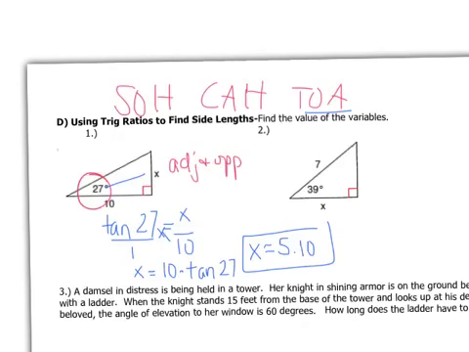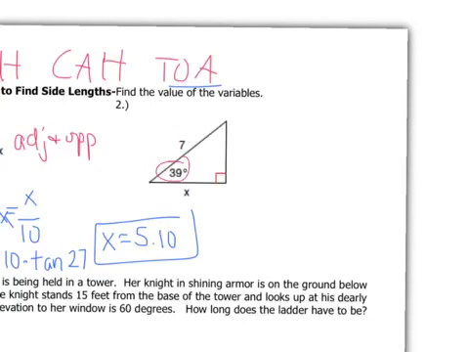All right, let's do the next example together. I always start off by circling the angle measure that I'm given. I always think about, from that angle, what sides do I have marked? I have the adjacent side, and I have the hypotenuse. So adjacent and hypotenuse leads us to cosine.